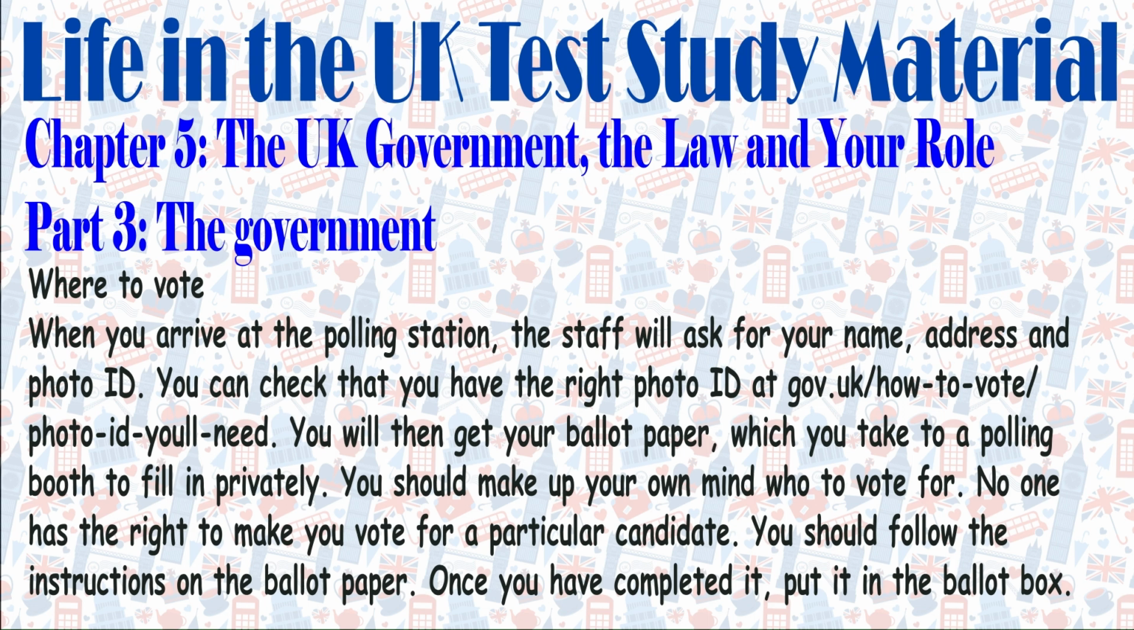When you arrive at the polling station, the staff will ask for your name, address, and photo ID. You can check that you have the right photo ID at government.uk/how-to-vote/photo-ID-you'll-need. You will then get your ballot paper, which you take to a polling booth to fill in privately. You should make up your own mind who to vote for. No one has the right to make you vote for a particular candidate. You should follow the instructions on the ballot paper. Once you have completed it, put it in the ballot box.